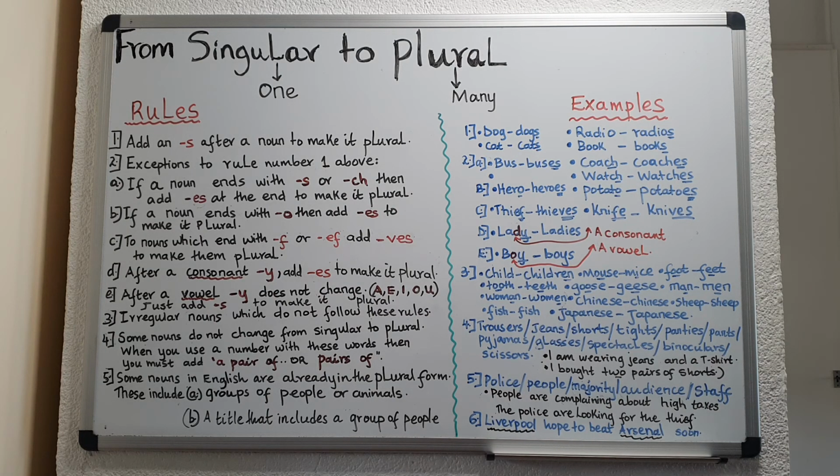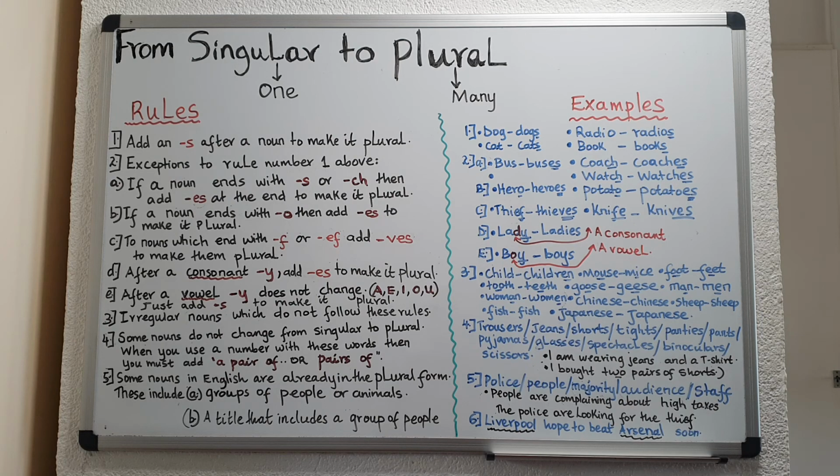You can simply use them as they are, whether you're speaking in the singular, whether you mean one or whether you mean many. However, when you use them with numbers, then remember to use a pair of or pairs of. I bought 2 pairs of shorts. I bought 1 pair of shorts. I bought a pair of trousers. I bought a pair of spectacles. I bought a pair of shorts.